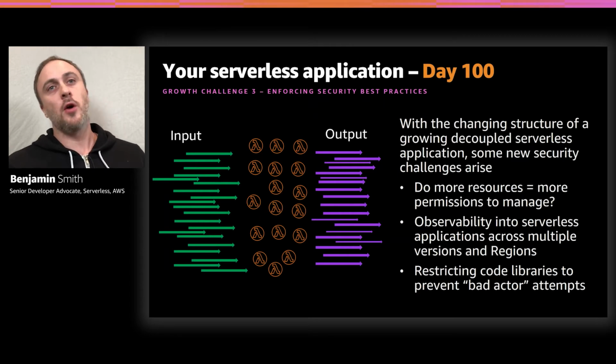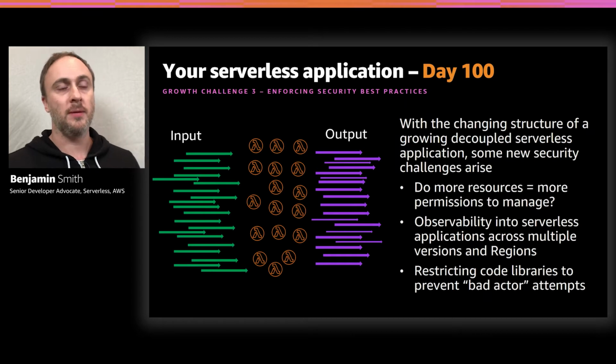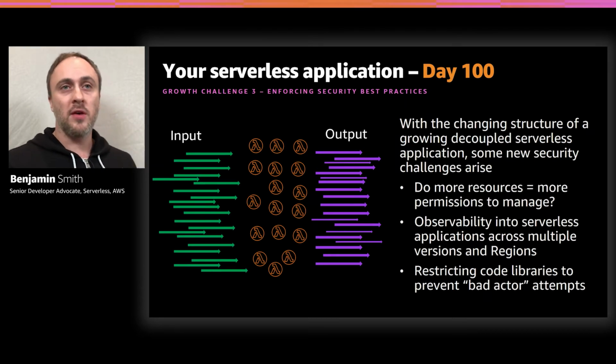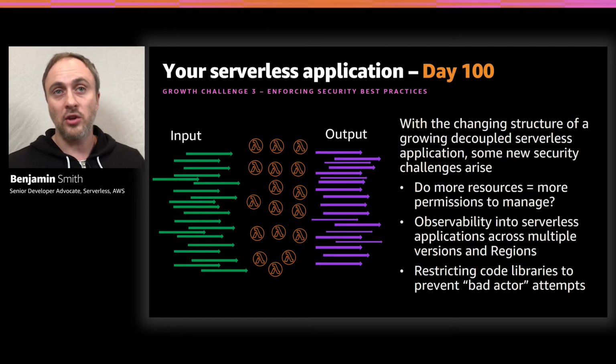Another common challenge that you might face on day 100 is all related to security. With this changing structure of a growing decoupled serverless application, you might hit some new security challenges. For example, do more resources mean that you have more permissions to manage? How do you maintain observability into the applications across multiple regions and multiple versions? And how do you make sure that only approved and secure code libraries are available to each function? That's what we'll talk about next.